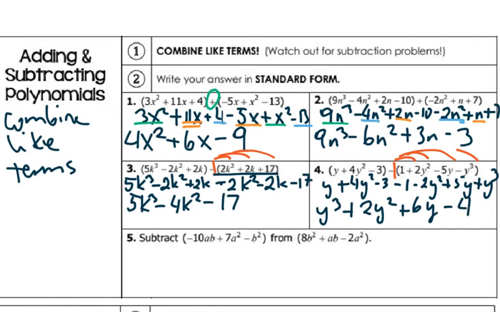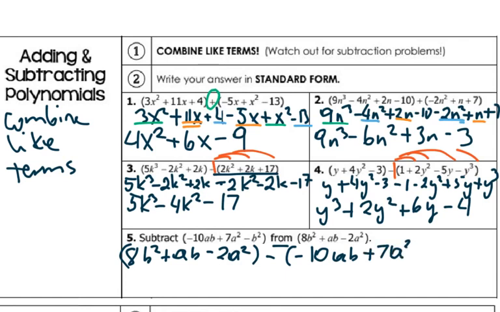Here in example 5, we want to subtract negative 10ab plus 7a squared minus b squared from 8b squared plus ab minus 2a squared. So we have to write whatever we're subtracting from first. ab plus 7a squared minus b squared. Let me erase this other thing so we're not confusing it.